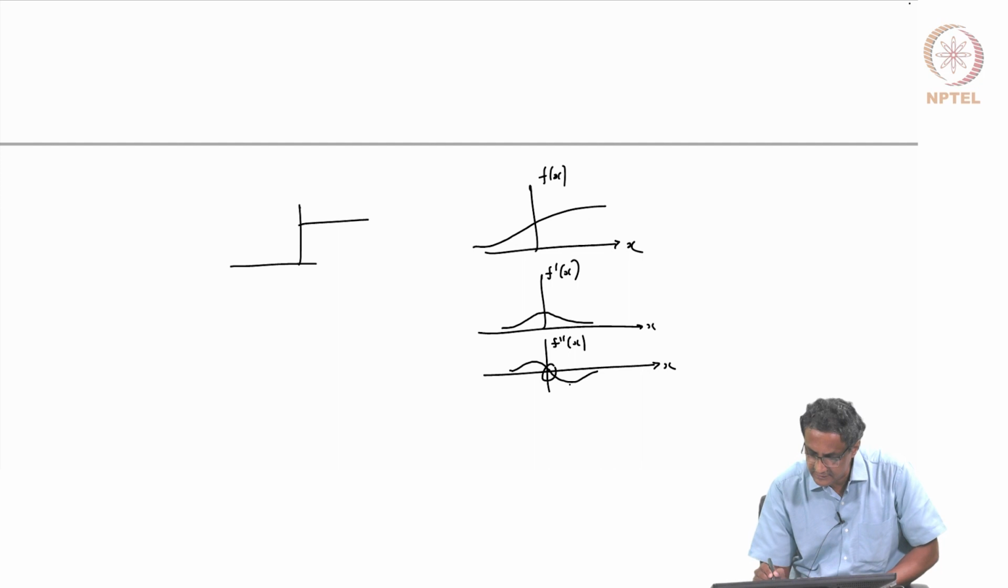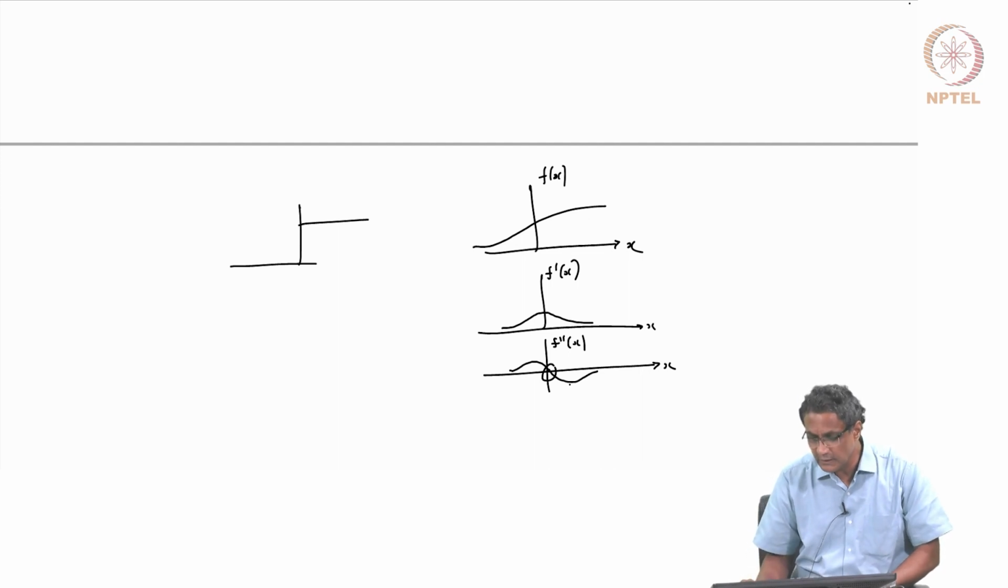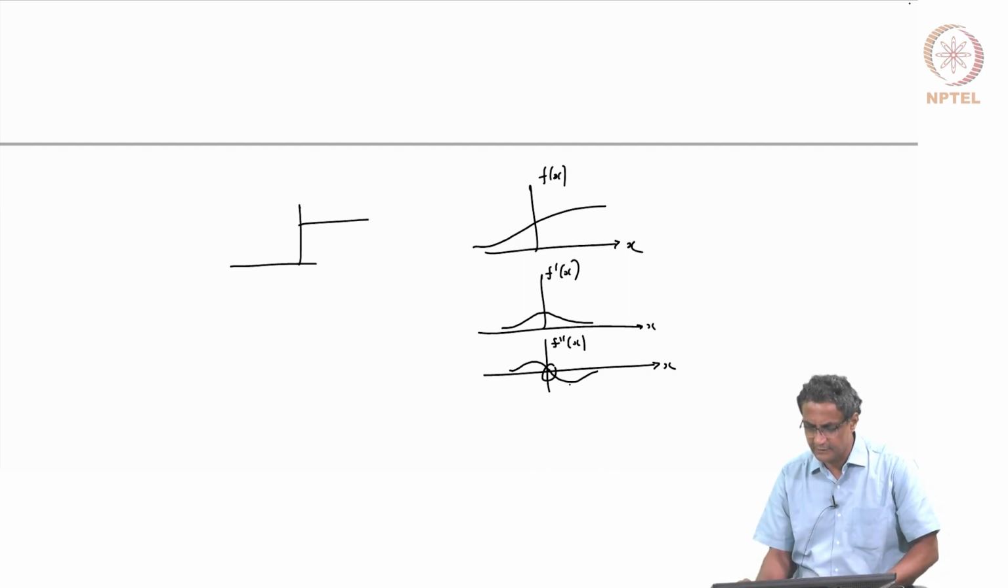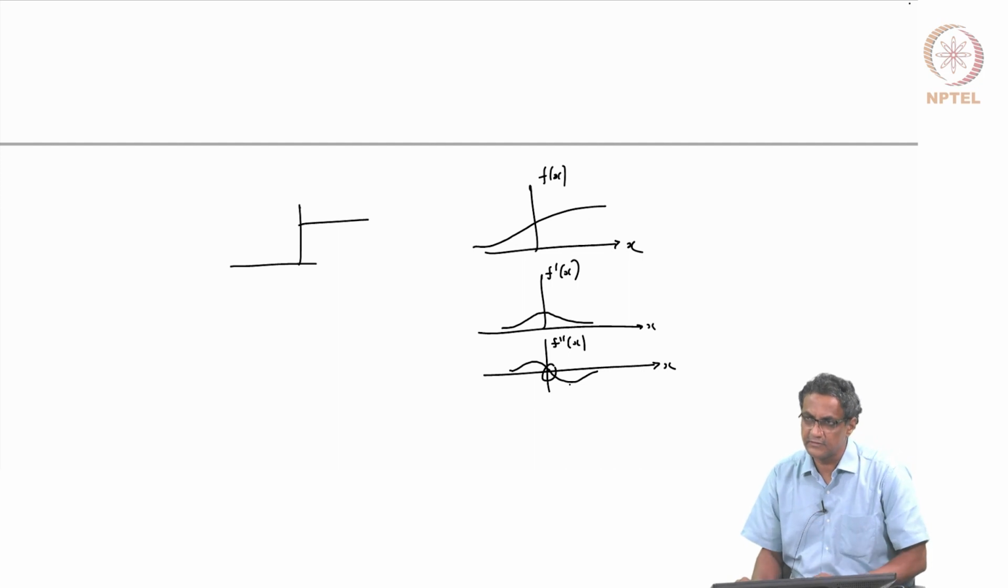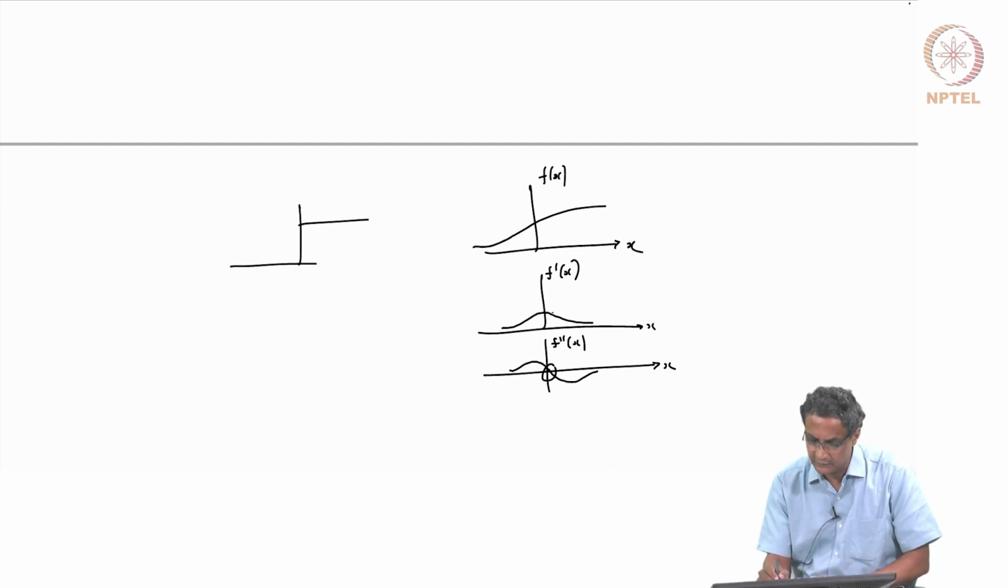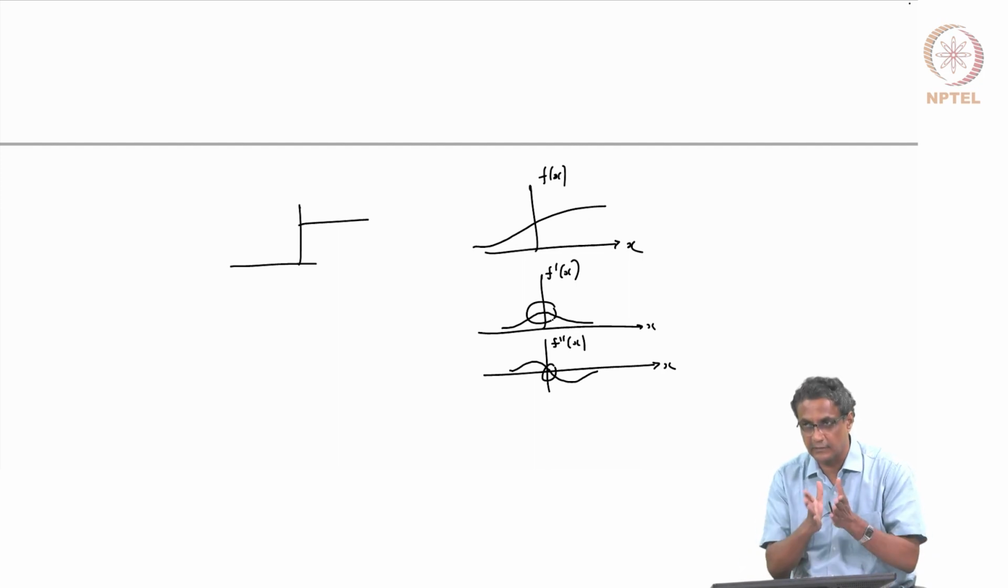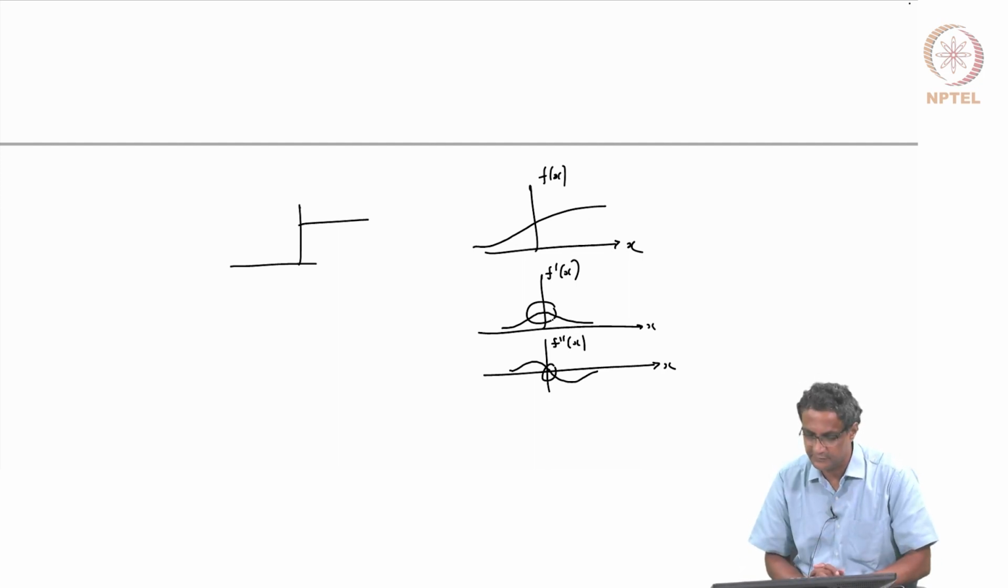Now this is a zero crossing, and the zero crossing is important information, provided it is also accompanied by examining the value of f dash of x, because if I just give you a uniform image, you'll also have zeros everywhere.